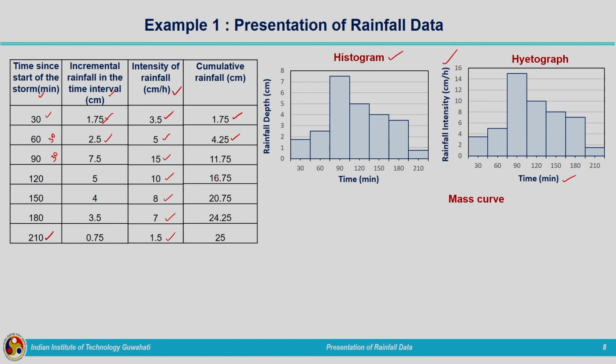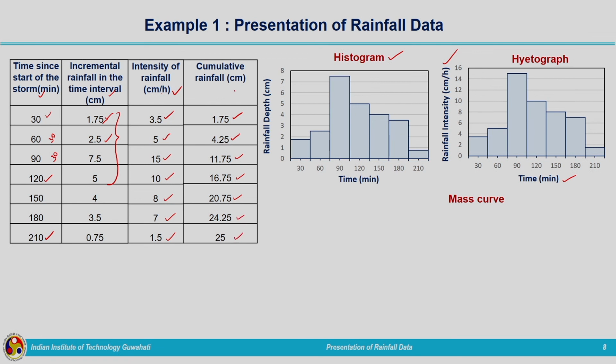For 120 minutes, what is the rainfall that has occurred up to 120 minutes? All these: 1.75, 2.5, 7.5 and 5. All these rainfall depths will be added together to get the cumulative rainfall at the time of 120 minutes. That way we can calculate the cumulative rainfall depth corresponding to each time.